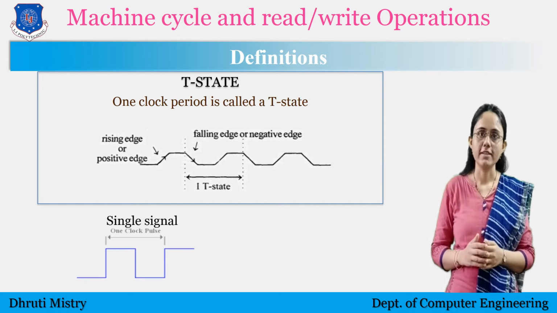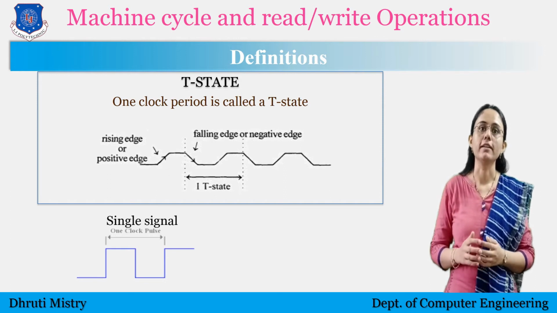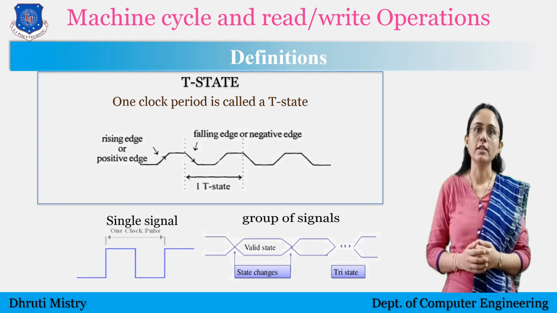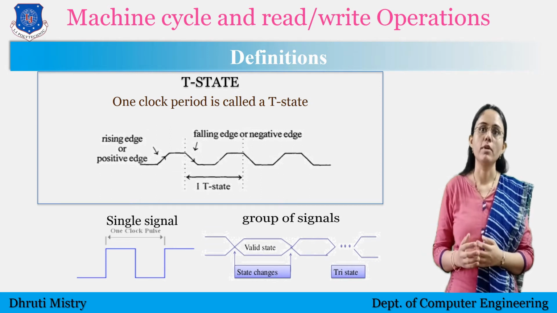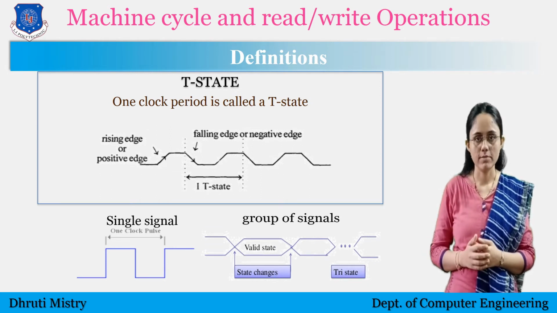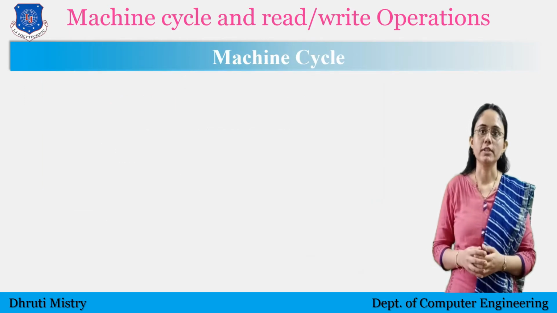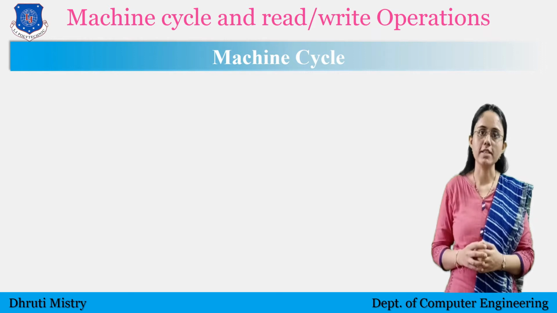Single signal status is represented by a line. It may have status either logic 0 or logic 1, and a group of signals is also called a bus, for example, address bus and data bus. The 8085 microprocessor has 5 basic machine cycles.